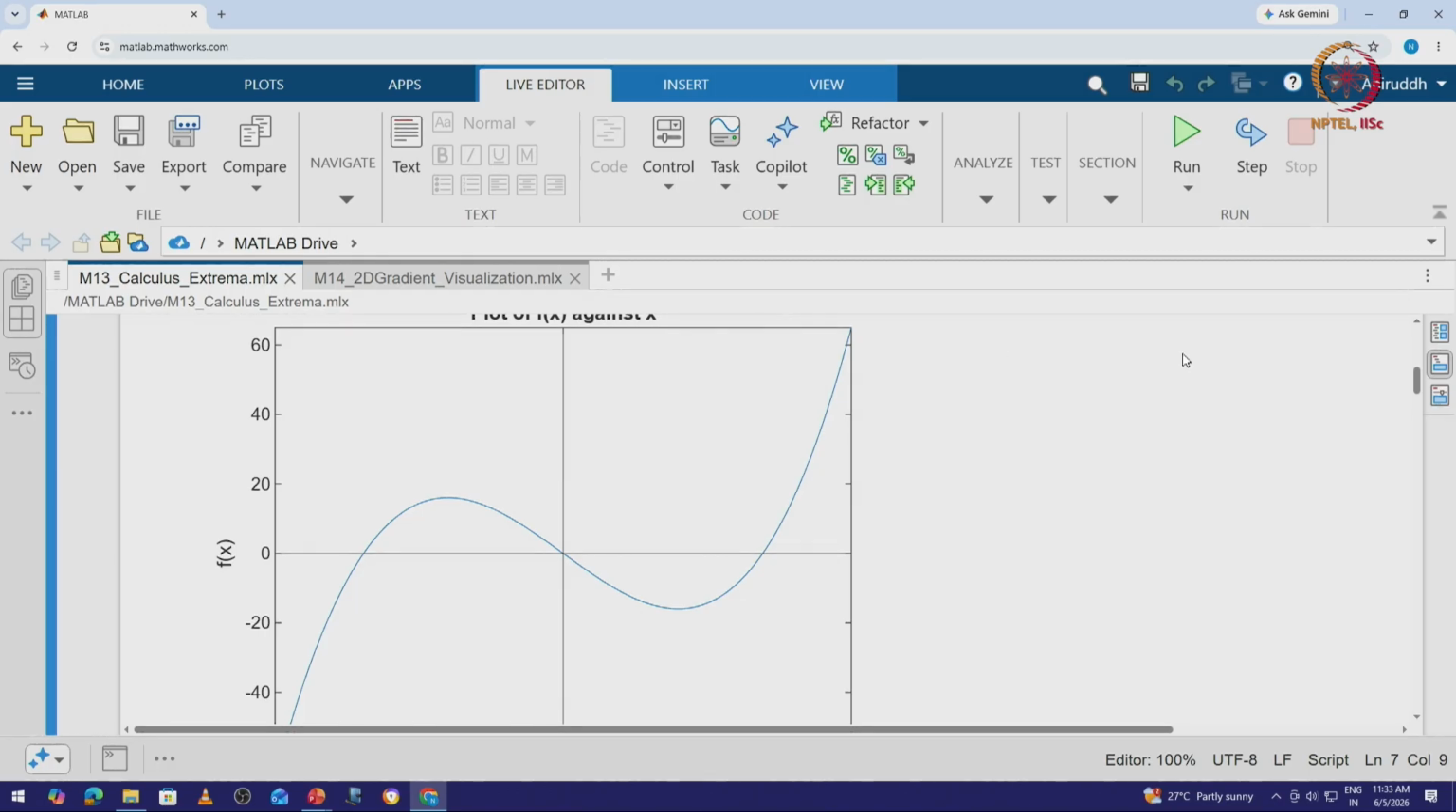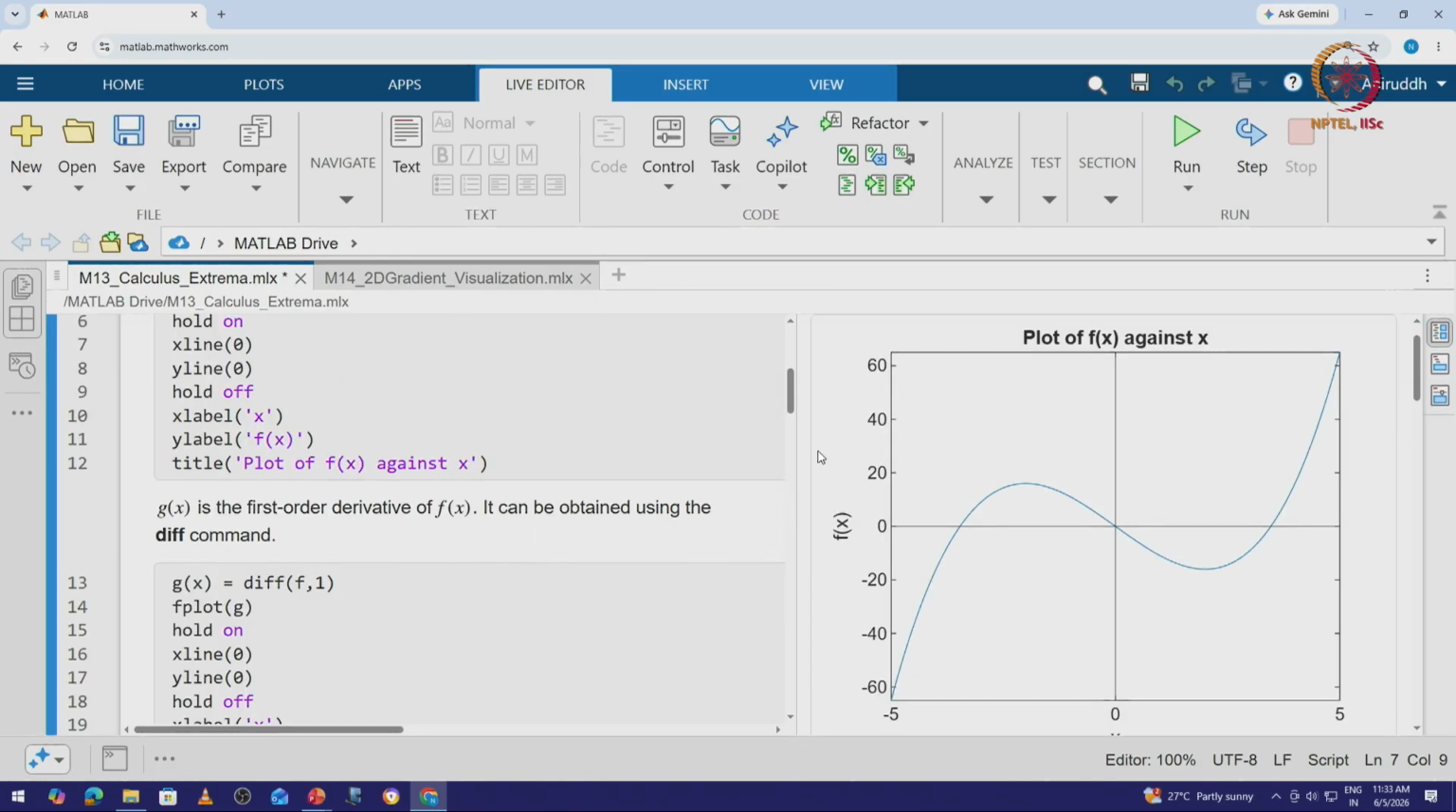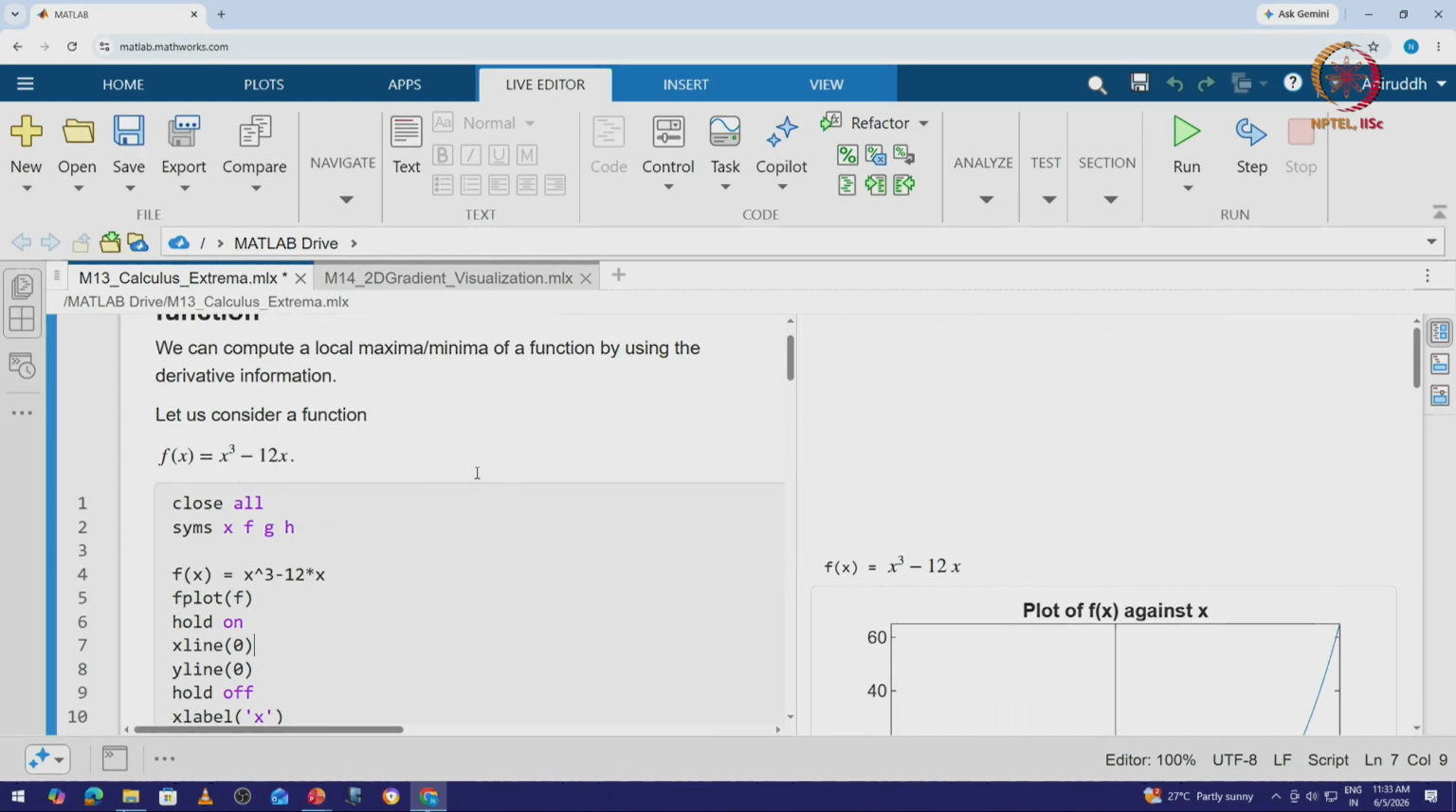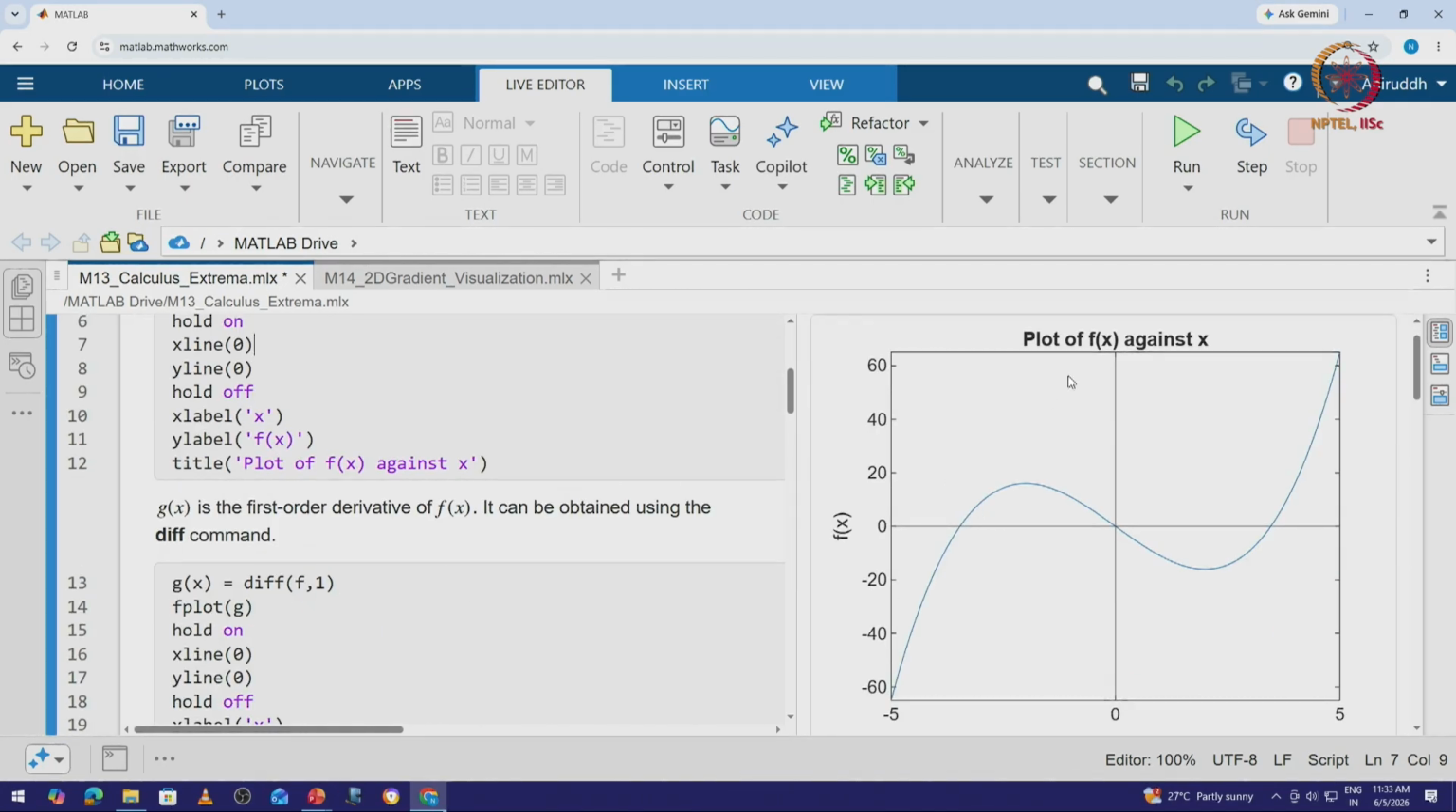We can plot f of x against x, which looks like this particular function, a cubic function. The x axis highlights the x values and f of x highlights the values of the function at the corresponding values of x, right? And if we observe the curve, we can see that there are points which could actually mean local minima or global minima, right?